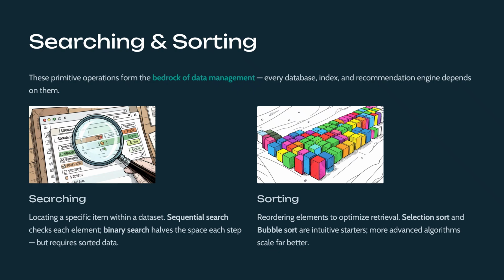Sorting involves arranging data in a meaningful order, such as ascending or descending. Basic sorting algorithms include bubble sort and selection sort, which are simple to understand but inefficient for large datasets. Modern systems often use advanced algorithms such as quick sort, merge sort, or heap sort because they perform much better with large amounts of data. Efficient searching and sorting are essential in databases, search engines, operating systems, and artificial intelligence.